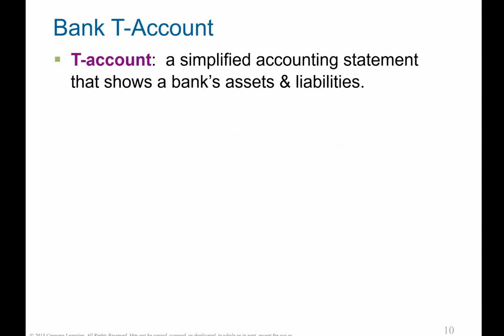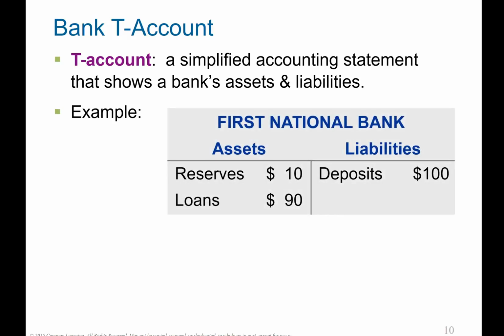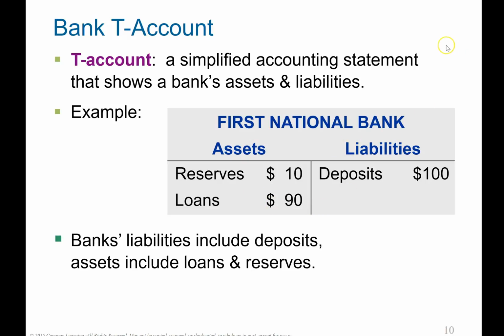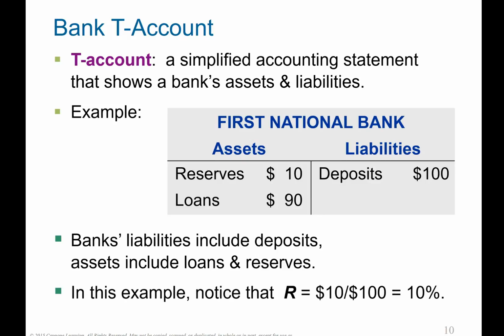So the bank's T account is really a very simple accounting statement showing assets and liabilities. And so here's a good example of one. You've got a bank here, with deposits of $100, and those would be liabilities because those are owed to the depositors. And on the other side, the assets would be the reserves that are held and the loans that are issued because those are going to be repaid, so those are long-term assets at the bank. And you can see that using this example here, the reserve ratio is, we take the $10 in actual reserves divided by the $100 on deposit, and we can see that the reserve ratio here is 10%.